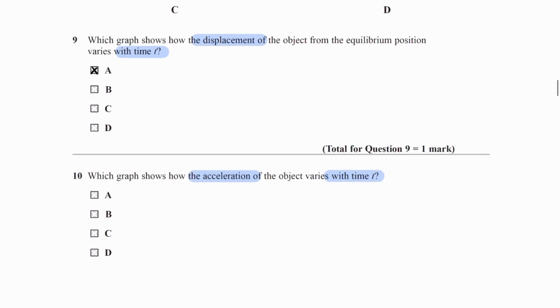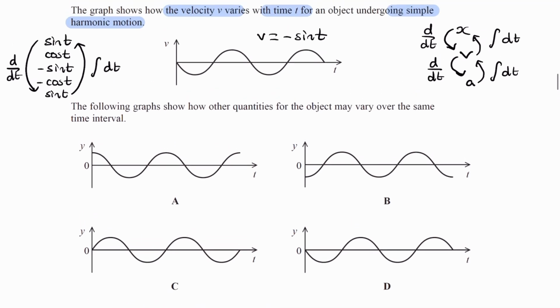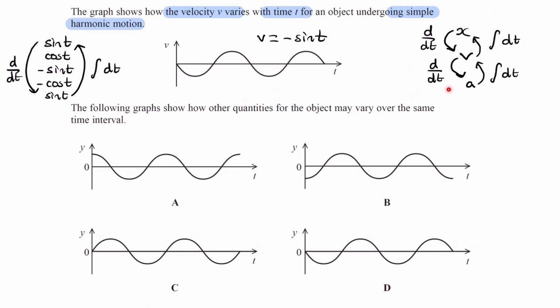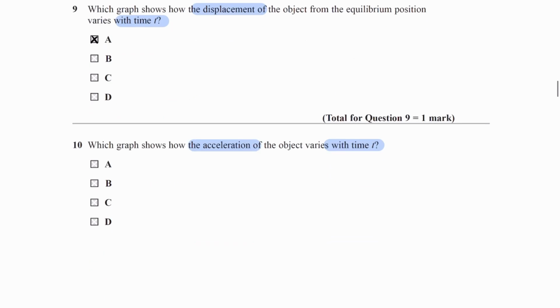10 is asking for the acceleration. So going back to what we have over here, we have a velocity time graph. We need to get acceleration. So we differentiate to get acceleration. We find the gradient to get acceleration. We start with minus sine. We differentiate that. We get minus cos. That is B. B is a minus cos graph. So the answer to 10 is B.